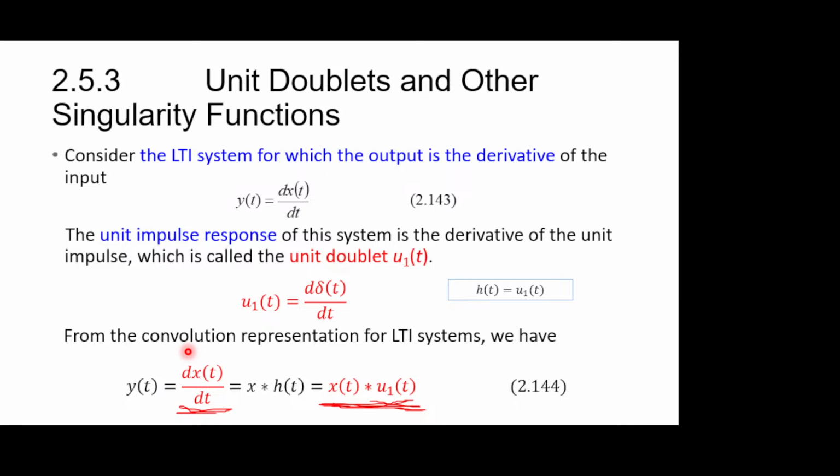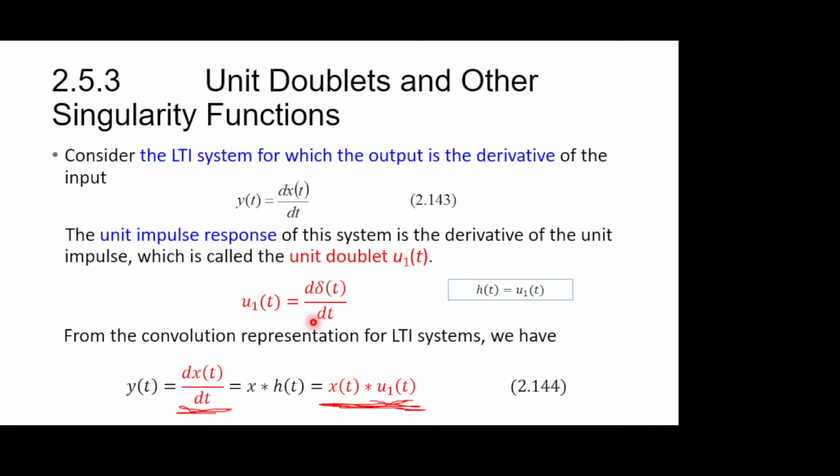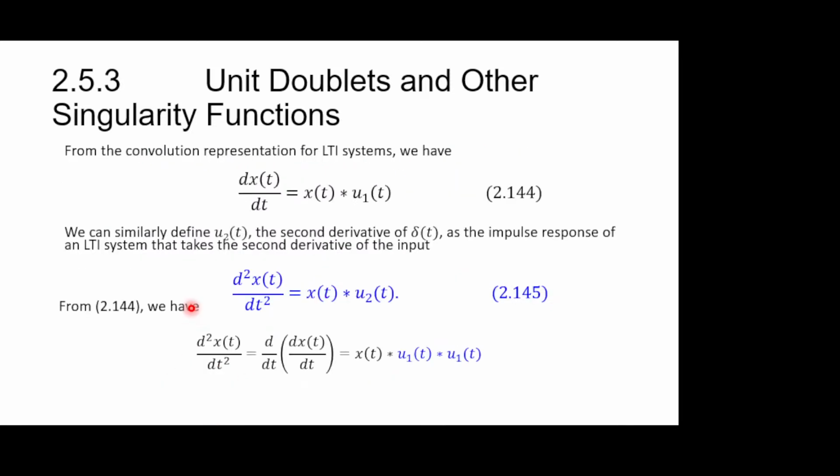So that's the important part here. So yeah, this is the important thing we want to talk about. And so this is u1 of t, defined by d delta dt. Then we see that x of t, when you convolve u1 with whatever function, gives you a differentiation. Okay, that's very cool.